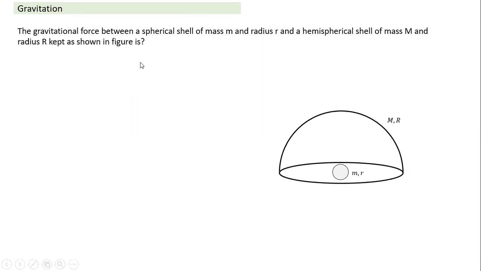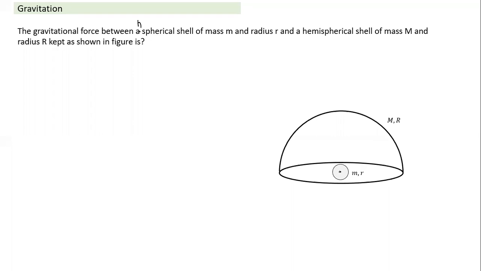So let's take another case. What is the gravitational force in case of a spherical shell and a hemispherical shell? This is how the figure is drawn. There's a spherical shell of mass m and radius r, and a hemispherical shell of mass m and radius capital R. What is the force between them? That's what we need to calculate.